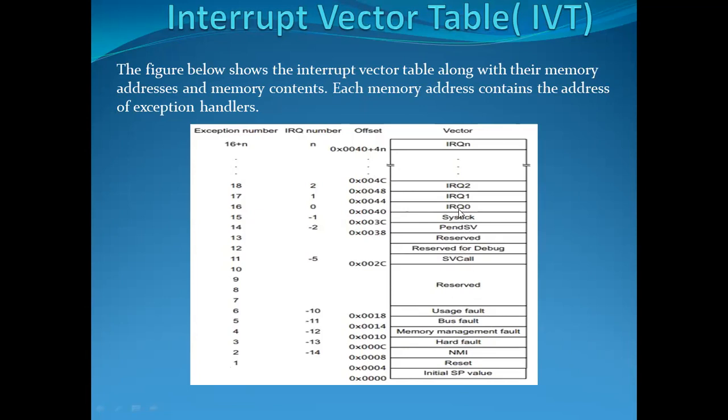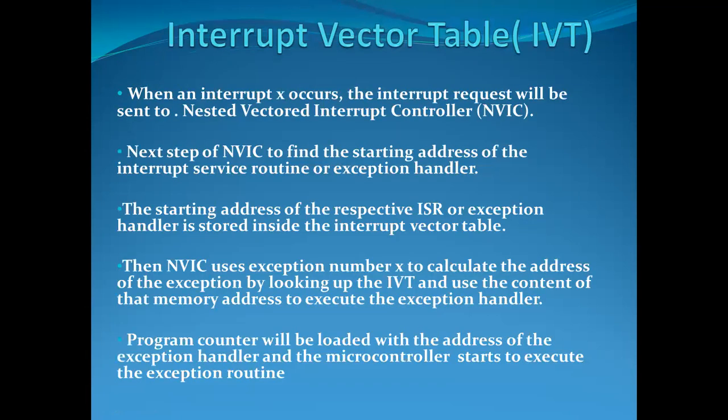Some of these, IRQ0, IRQ1, IRQ2, have offset values which show that each memory address contains the address of the exception handler. What is the interrupt vector table?